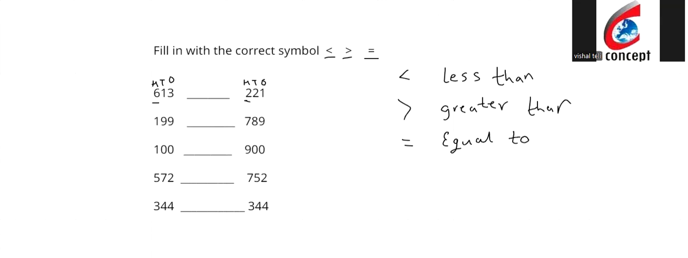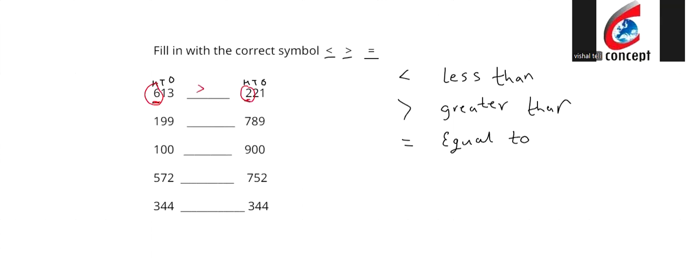Which one is greater? Tell me. Look at here. This is 6 and this is 2. Okay, so 6 is greater than 2, right? So 6 is greater than 2. So that's why we use this sign.